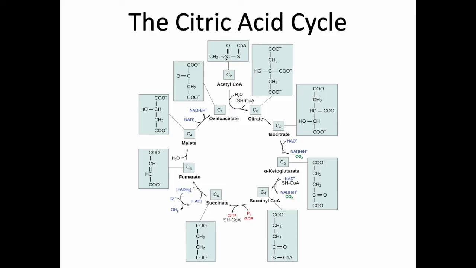This has 2 carbons. We are going to take the acetyl group from CoA and attach it to something called oxaloacetate. Oxaloacetate is a 4-carbon molecule. 1, 2, 3, 4. So we're going to take 2 carbons, attach it to a 4-carbon. 2 plus 4 equals 6. The math is pretty simple here. And we are going to create a 6-carbon molecule called citrate. That's why this is called the citric acid cycle.